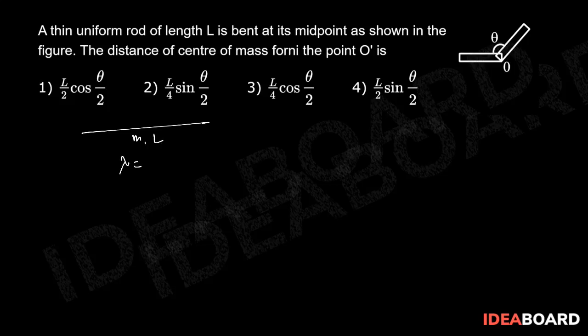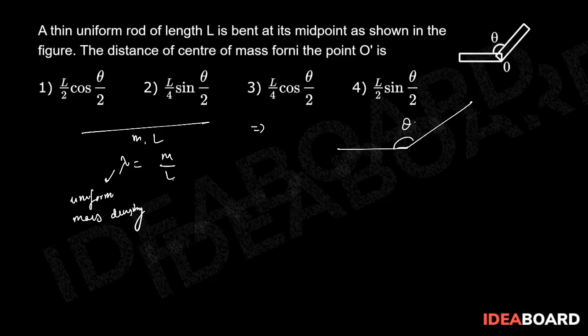can actually describe uniform mass density. This is uniform mass density, which is lambda equal to M by L for this rod, because they already mentioned a uniform rod. So now what they have done is something like this, and this angle is given as theta.